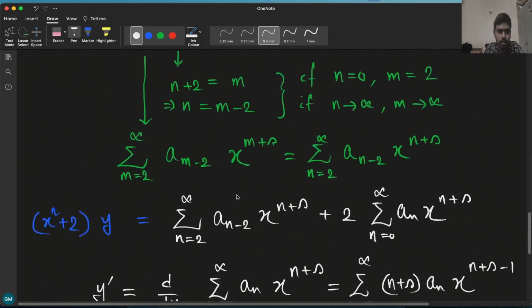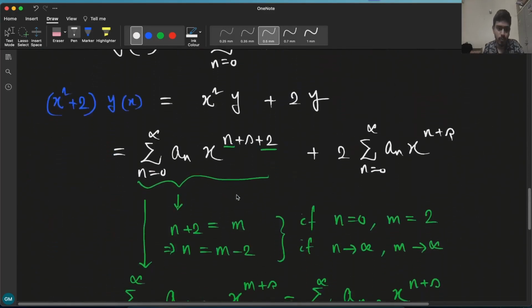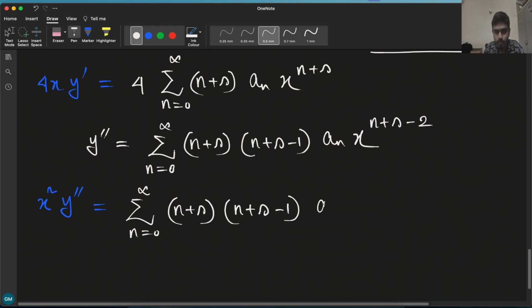The term is basically x square y double dash. So we calculate x square y double dash, which equals the sum over n equals 0 to infinity of (n plus s) times (n plus s minus 1) a_n x to the power n plus s. And x has a power of n plus s, so we don't need to do the index shifts, the power is already matching.